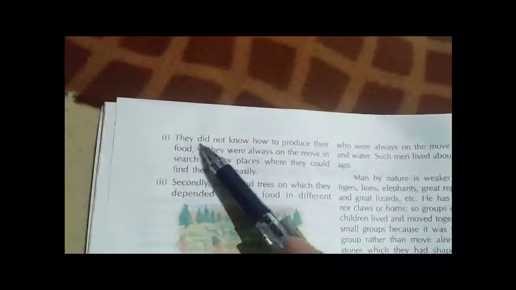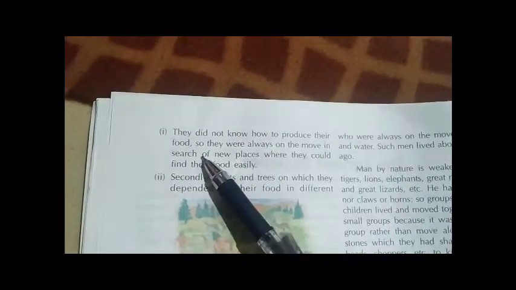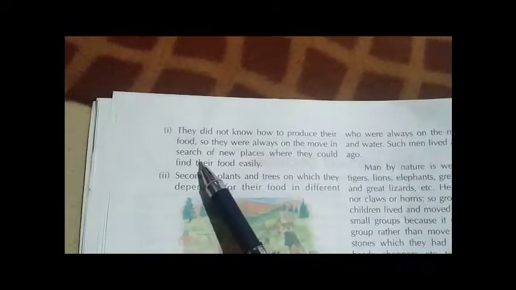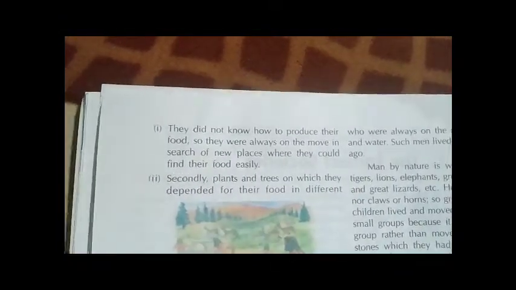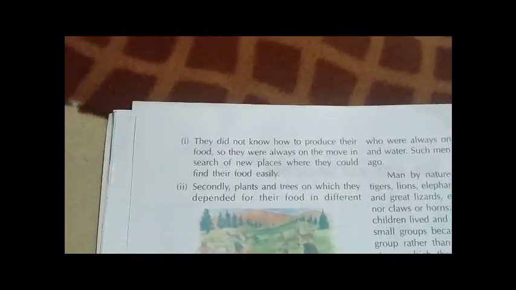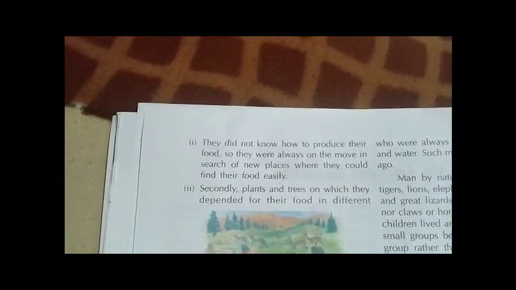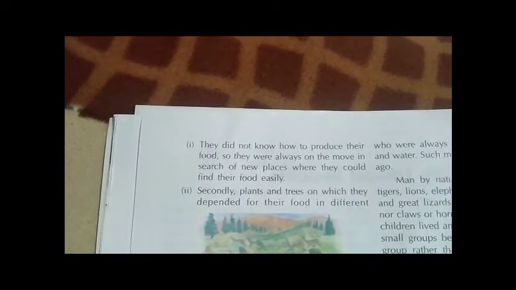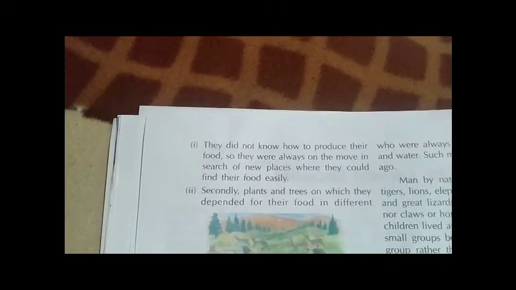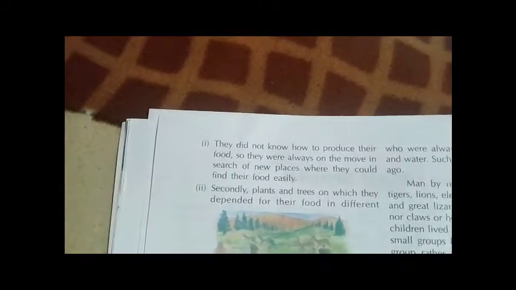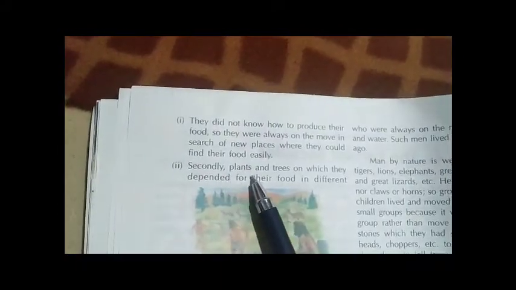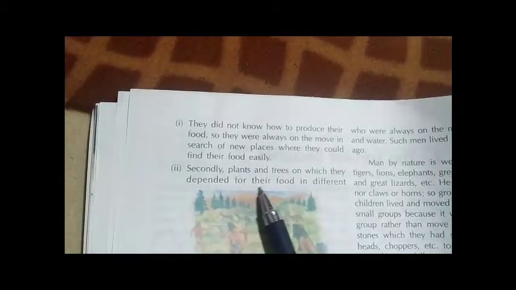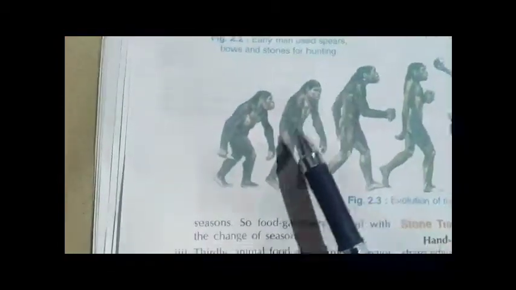First, they did not know how to produce their food, so they were always on the move in search of new places where they could find their food easily. The early men did not know how to produce food. Also, they did not have any permanent shelter, so they were always in search of new places to get food and shelter easily. Alright?